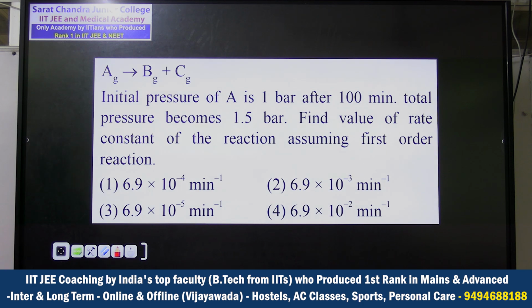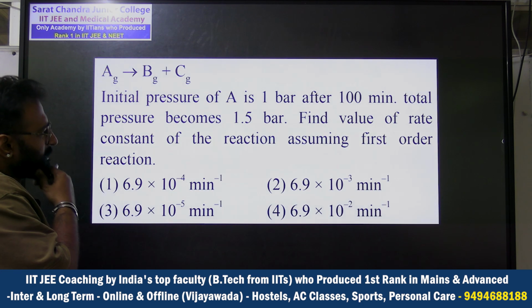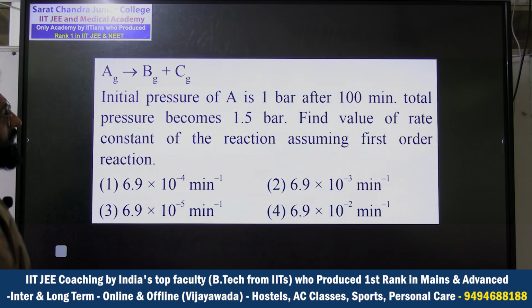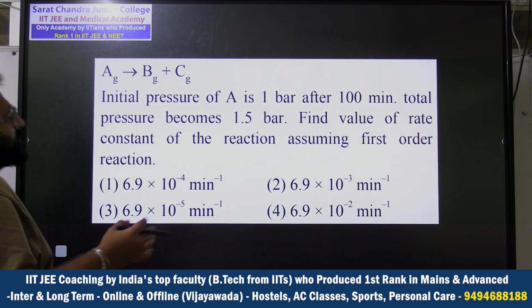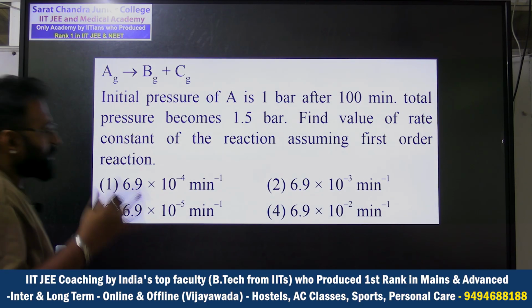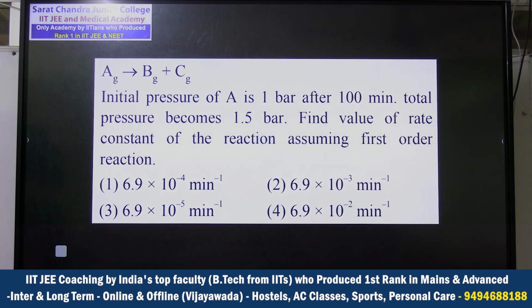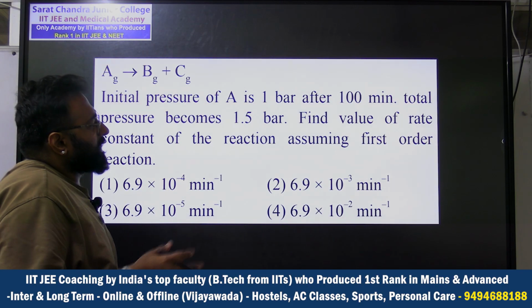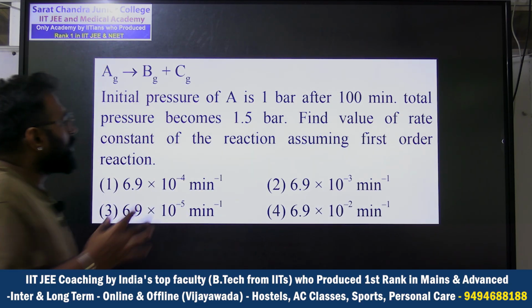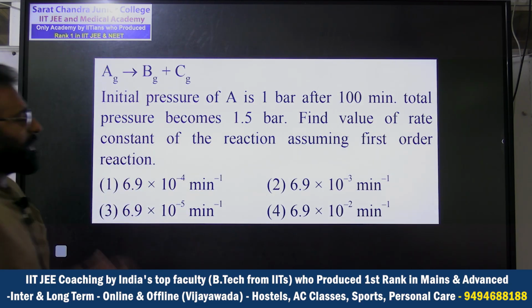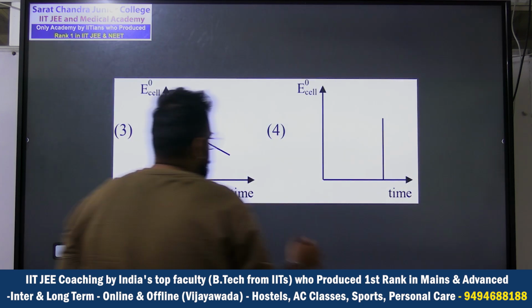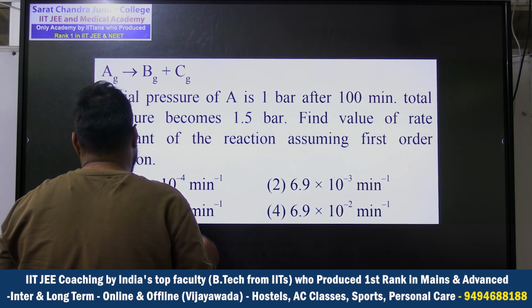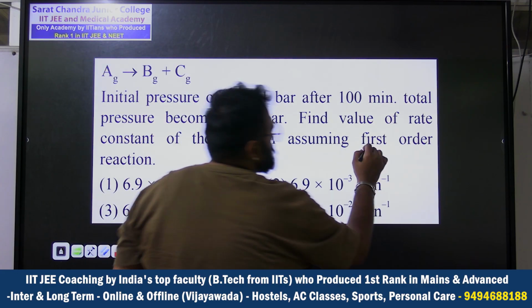Now next, A gives B plus C. The initial pressure of A is 1 bar. After 100 minutes, the total pressure becomes 1.5 bar. Find the value of the rate constant of the reaction, assuming this to be a first order reaction. We need to find the value of the rate constant.